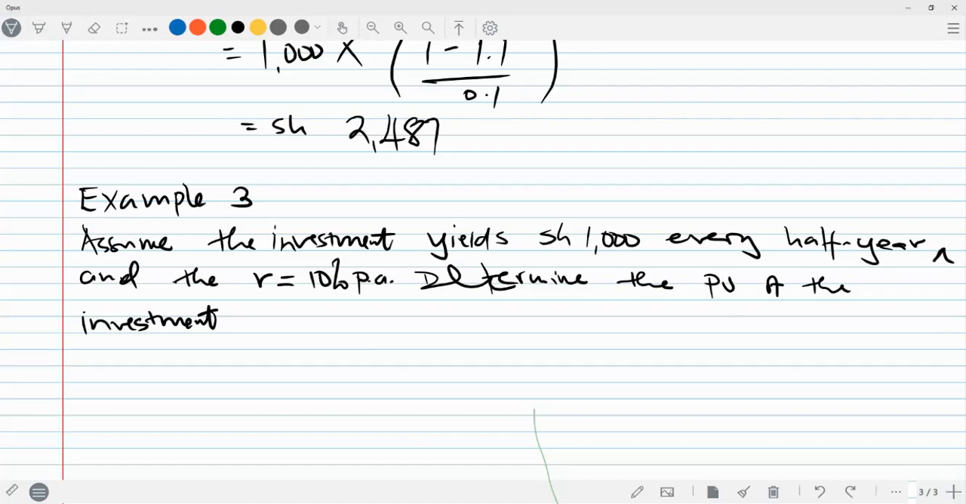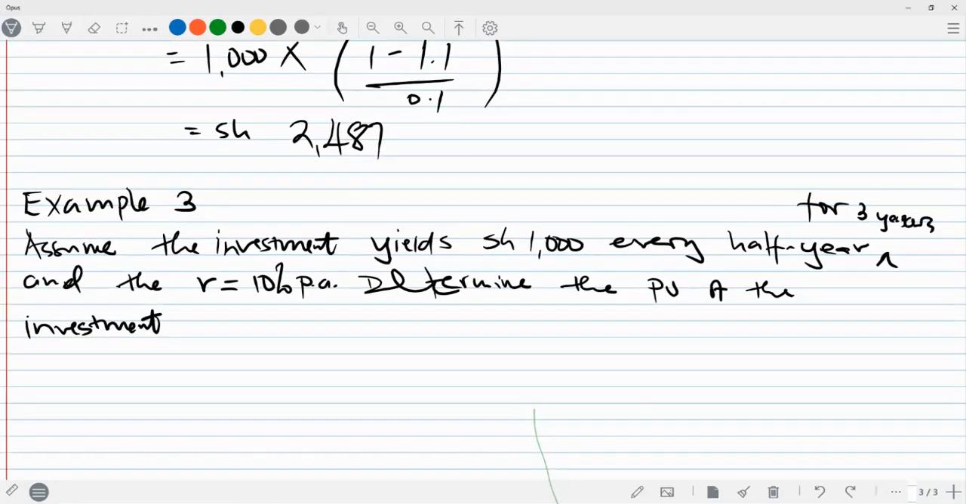Let me qualify here: for 3 years. Determine the present value of the investment. What do you get?